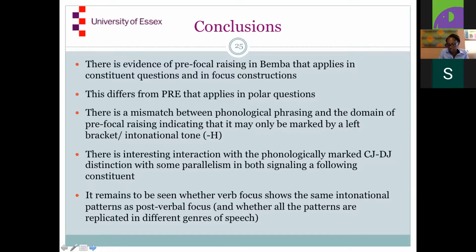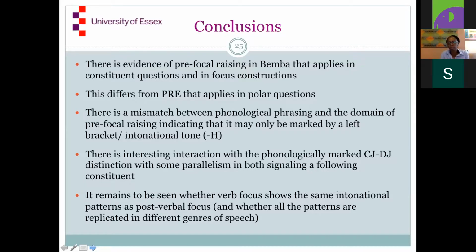For example, pitch range expansion is not subject to downstep, but the pre-focal raising is. There is a mismatch between phonological phrasing and the domain of pre-focus raising, indicating that it may only be marked by a left edge bracket of minus high.